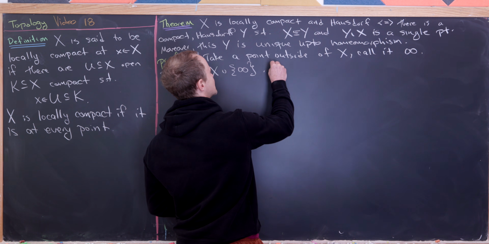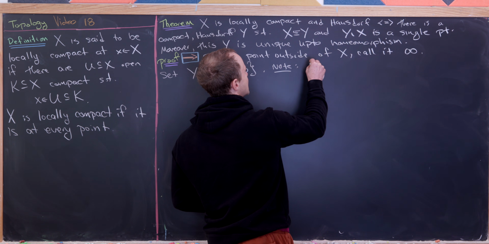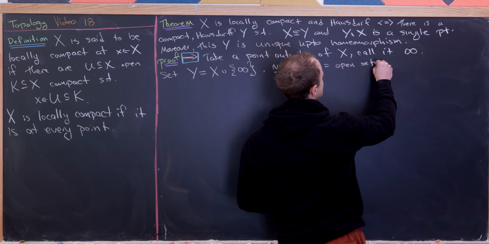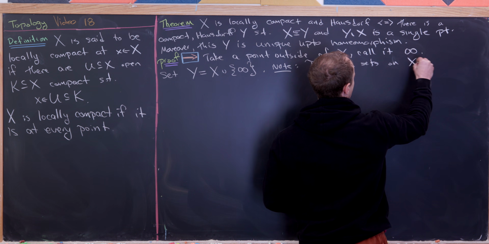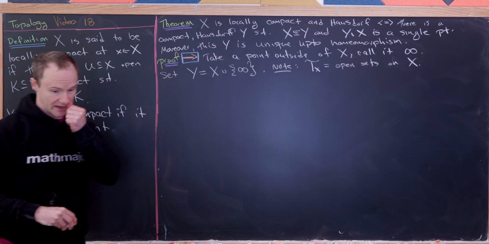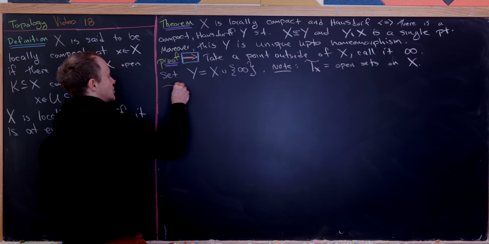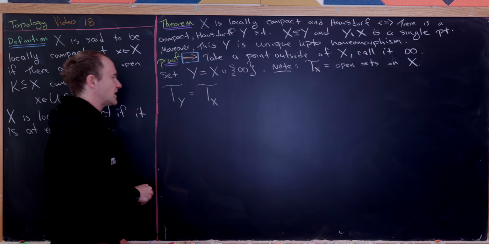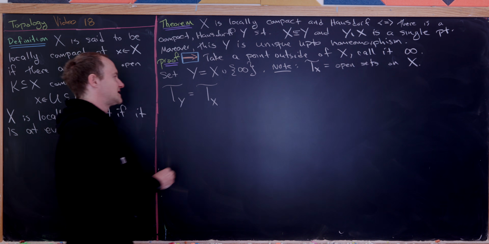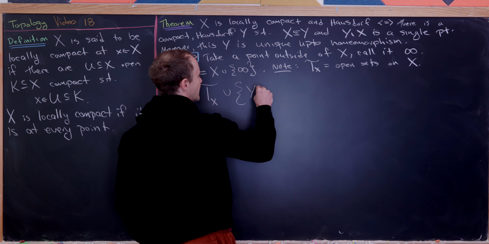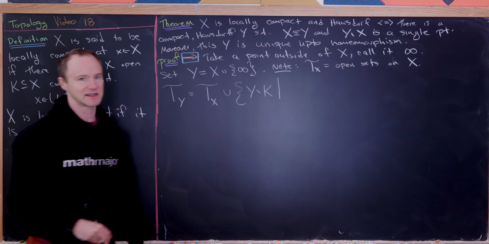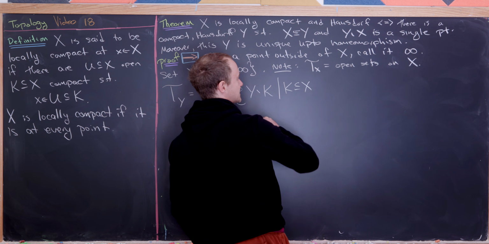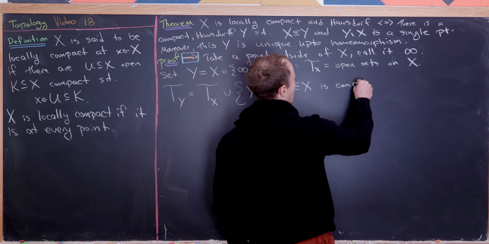So let's maybe just note here that we're taking T sub X to be equal to all the open sets on X that are the original open sets on X. Okay, so now let's construct that topology on Y. So I'll call it T sub Y. And what it'll be is it'll be made up of all of the original open sets, so remember we called those T sub X, union with the complement of the compact sets. So this is going to be Y minus K, where K, a subset of X, is compact.